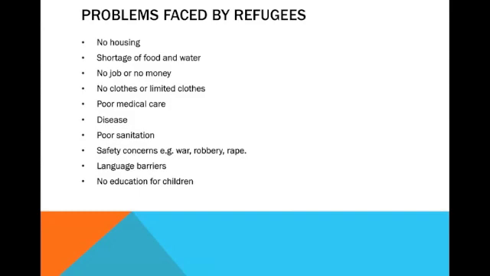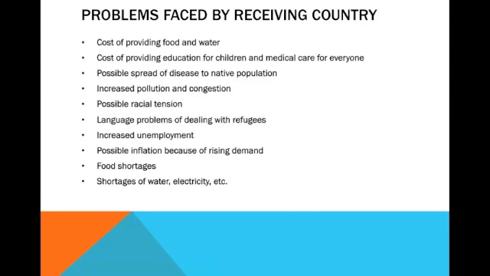And partly the reason that they get disease is because of poor sanitation. Often refugees live in refugee camps. So it's very dirty. There are not really proper toilets and stuff, so disease spreads quickly. Also, there are always safety concerns. War, robbery, rape, for instance, if you're a refugee, because you're not in a safe place. Also, language barriers. You may not speak the language of the place that you seek asylum in. Lastly, there may not be education for the children of the refugees, which just is not good.